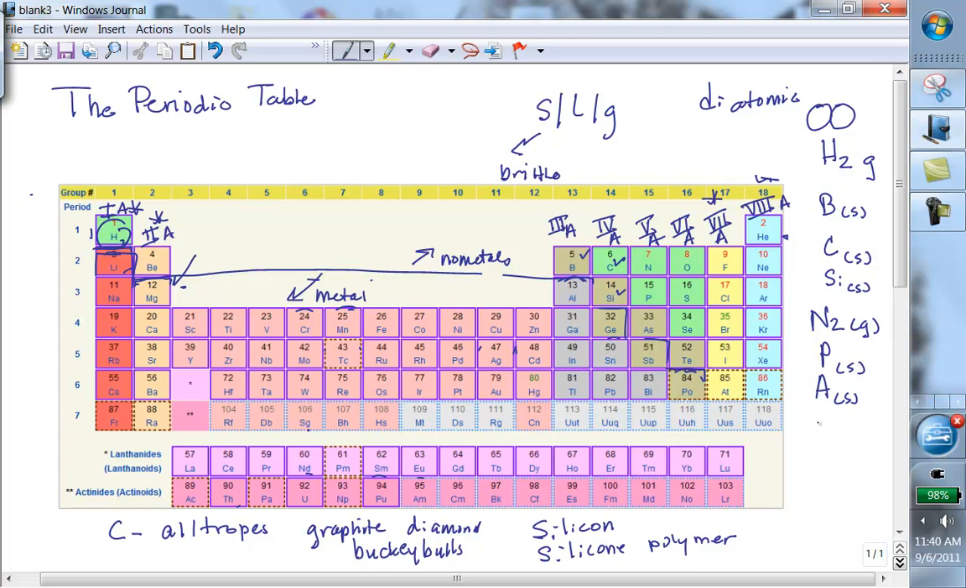In group 6, we start off with oxygen, which is a gas, and actually oxygen exists as allotropes because we also have ozone, where 3 oxygens can get together, and that has a special name. But oxygen is diatomic, O2. Sulfur and selenium are both solids at room temperature.